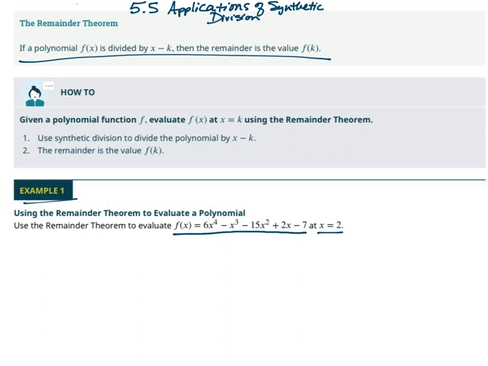So what's one method that you learned to do that? Plug it in, right? We can take 2 and we're going to put it where x is. 6 times 2 to the 4th minus 2 cubed minus 15 times 2 squared plus 2 times 2 minus 7. That's what it means. Find f of 2. Evaluate. Okay.